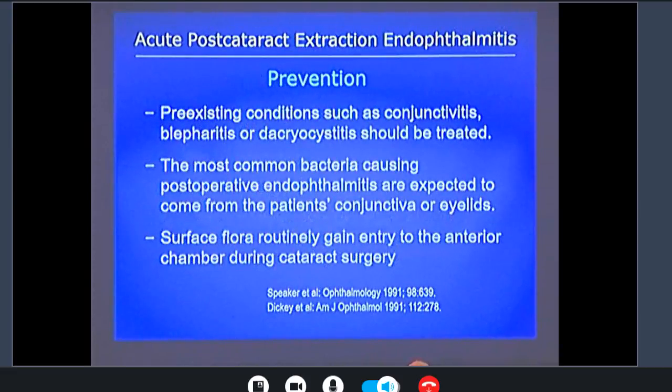So prevention, as I said, if we know the risk factors, then we can talk about prevention. Pre-existing conditions such as conjunctivitis, blepharitis, or dacryocystitis should be treated. The most common bacteria causing postoperative endophthalmitis are expected to come from the patient's conjunctiva and eyelids. So you have to examine the patient carefully before surgery.